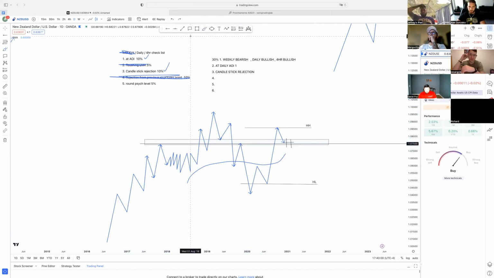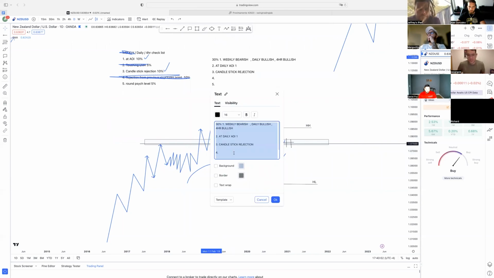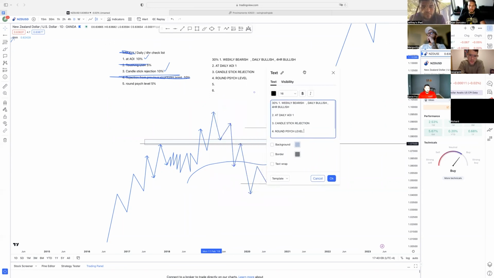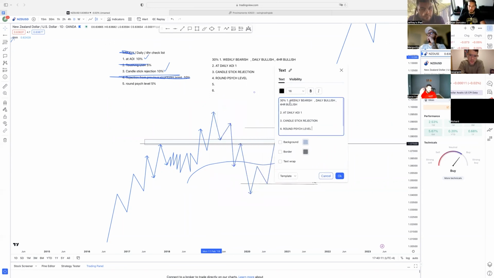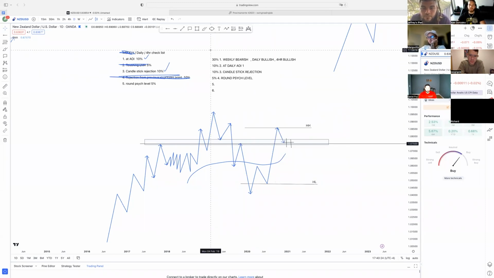Exactly. So right now we would have the round psych level. As of right now, if we were to add all of these confluences up, just basing it off of the daily time frame, this would be 10%. This would be 10%. And then this would be 5%. So with just these confluences right here, we have 30, 40, 50, 55%.